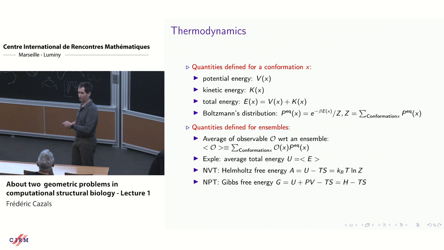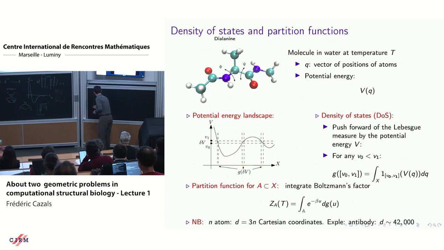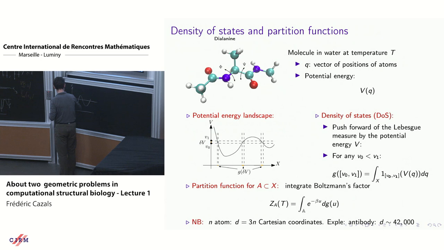Yeah. So when we are computing averages, here we are using the Boltzmann distribution in an NVT ensemble. But if this is the energy landscape, and I take an energy here, call it V naught, and look at all the conformations having a given energy, so let's say V minus 1 or V naught.